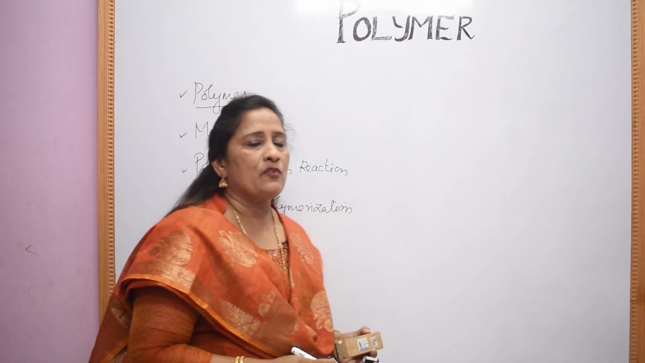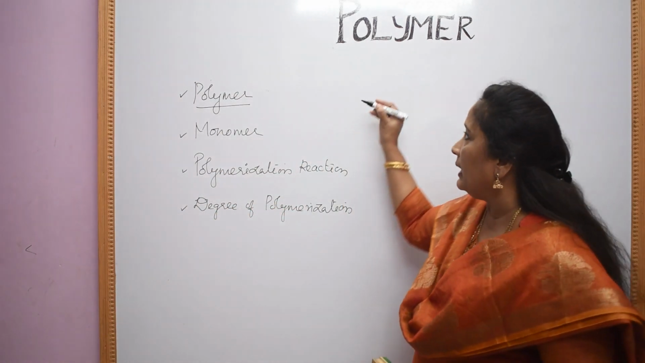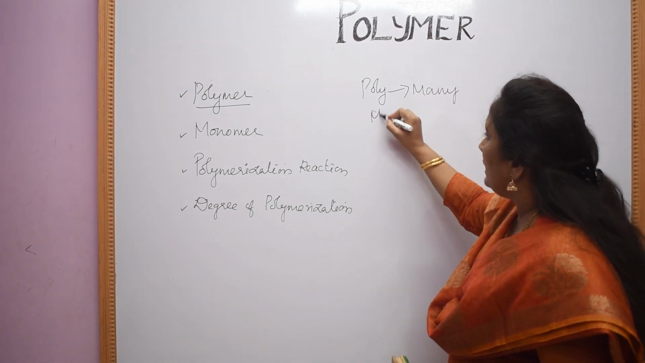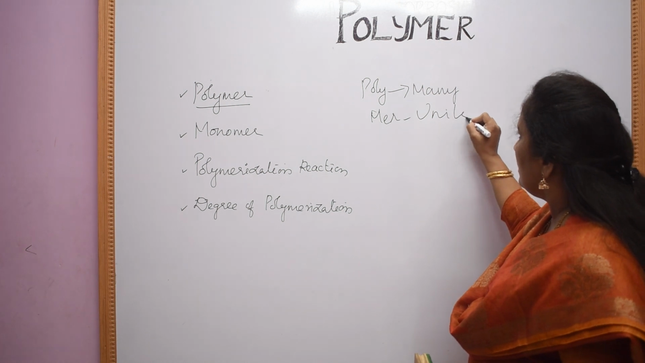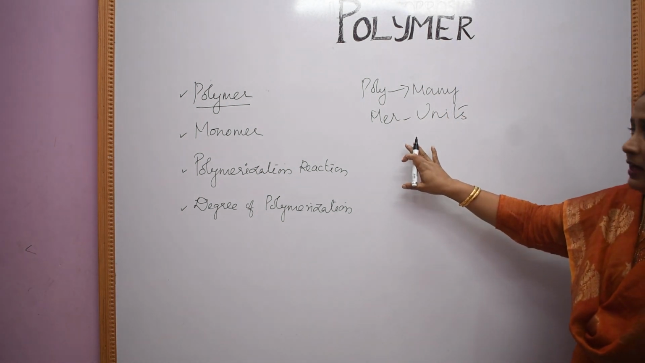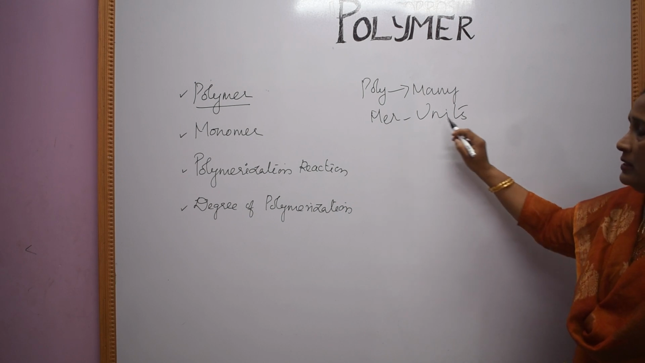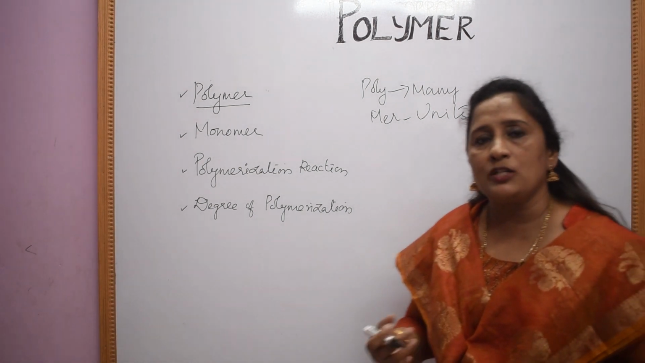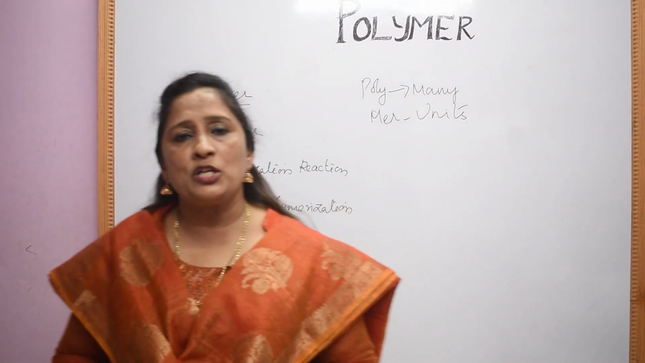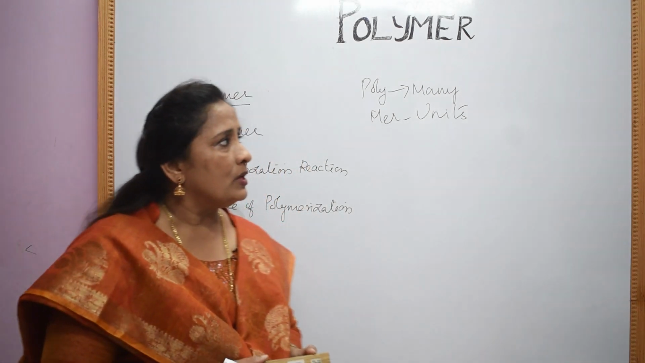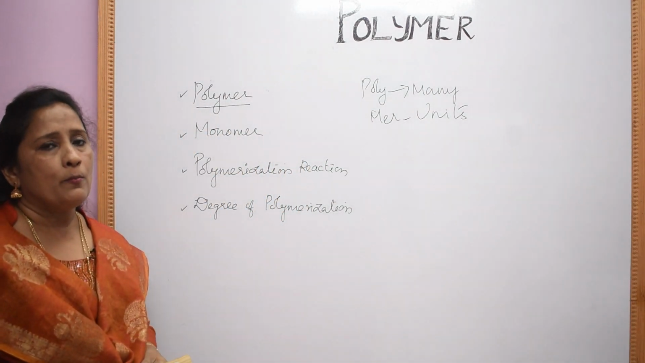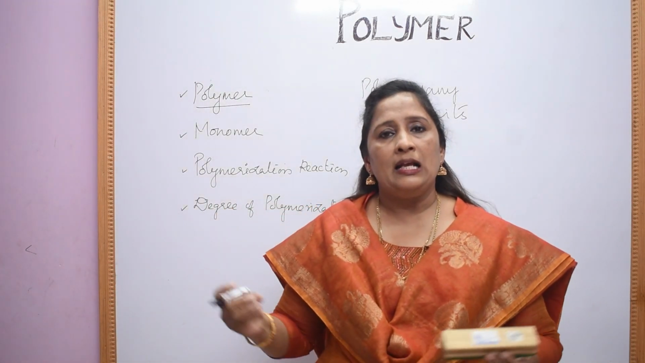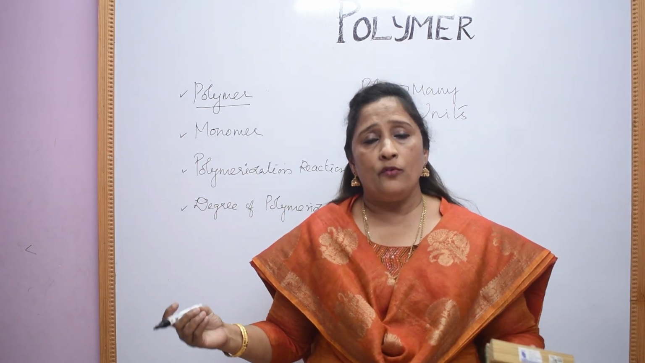The word polymer is derived from the Greek word poly, which means many, and mer, which means units. Since they have a broad spectrum of properties, both synthetic and natural polymers find a wide range of applications in day-to-day life. So let us know the definition of the term polymer. A polymer is a macromolecule formed by linking together a large number of small units.